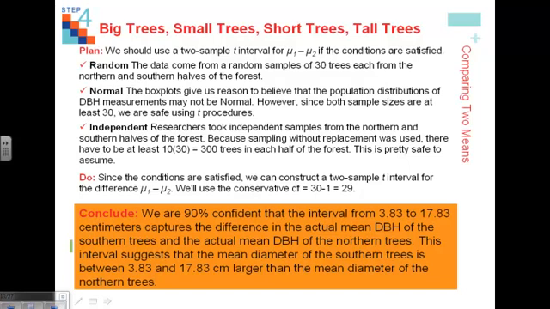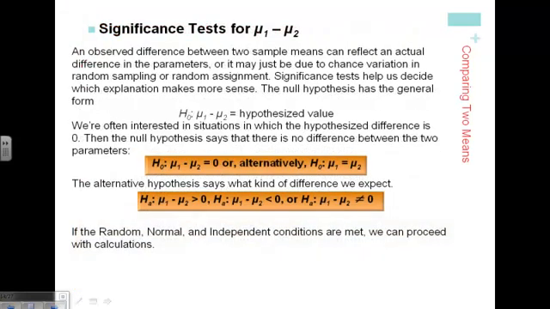It suggests that the southern trees are between 3.8 and 17.8 centimeters larger. All right, so there's confidence intervals. What's left? Significance tests.